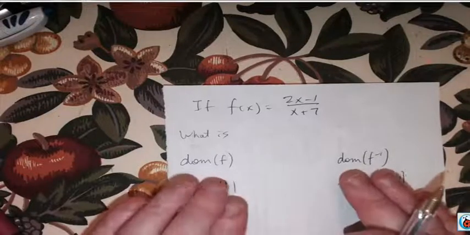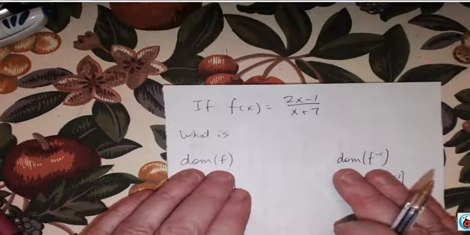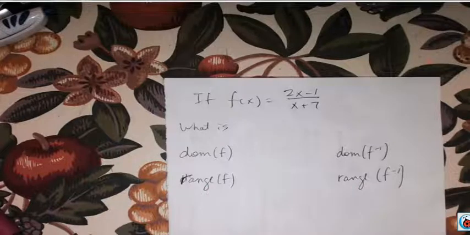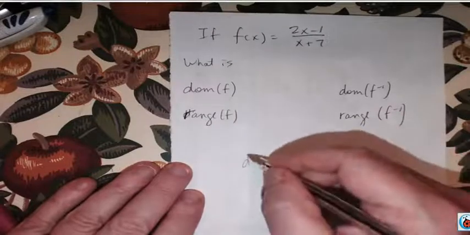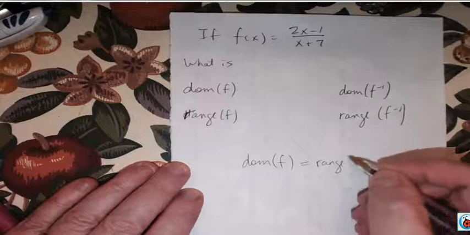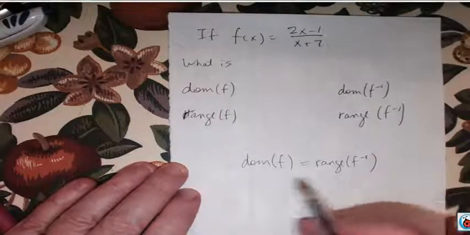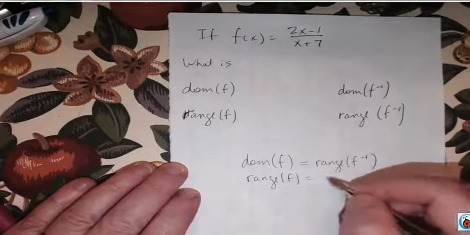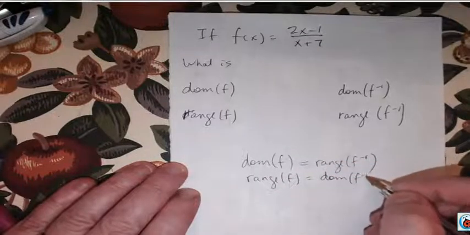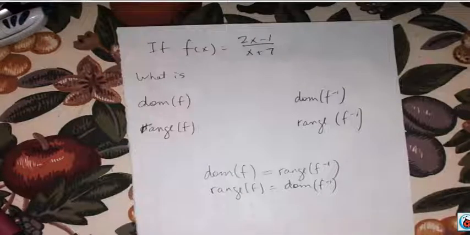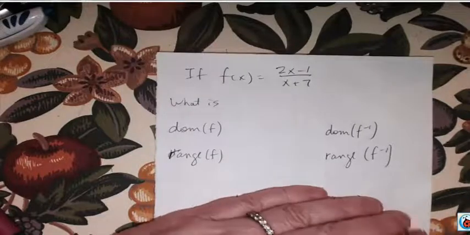Now, we know that the domain is what the x values are allowed to be, and the range is what the y values are allowed to be. But if you have a function and its inverse, the domain of a function is equal to the range of its inverse. You just have to make allowances for the x's and the y's. And similarly, the range of a function is equal to the domain of its inverse. So you just have to swap up the x's and the y's. Alright, so how would you go about answering this?